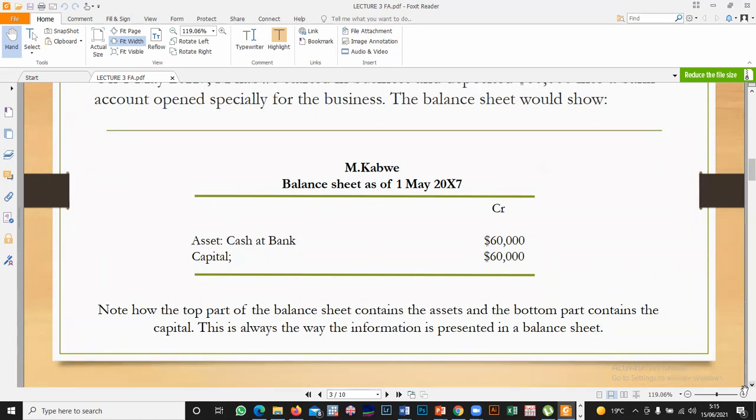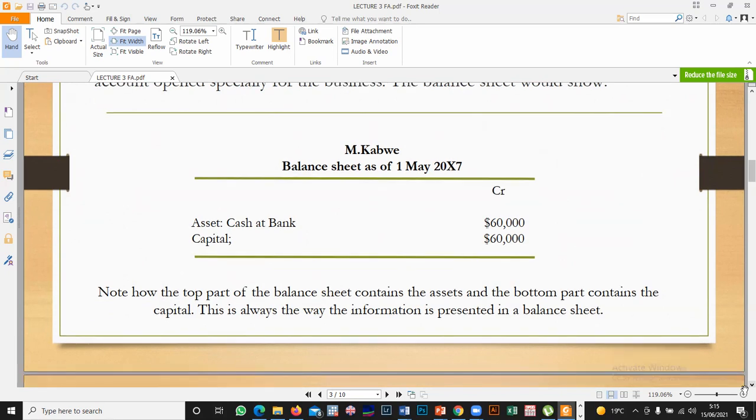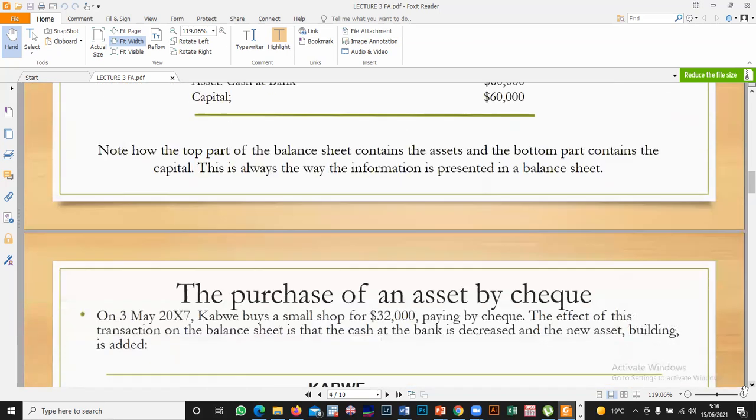Note how the top part of the balance sheet contains the asset and the bottom part contains the capital. This is always the way the information is presented in a balance sheet. Remember, in a balance sheet, capital is supposed to be always on the bottom of the entry. We're going to understand how it is going to be expanded in our next slides.